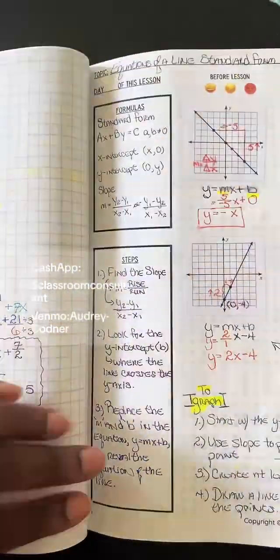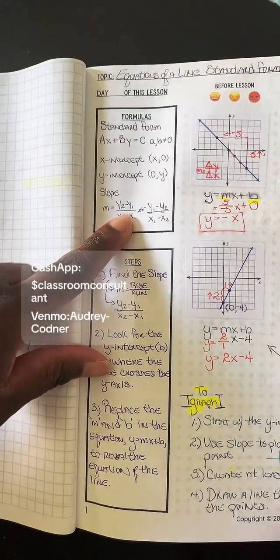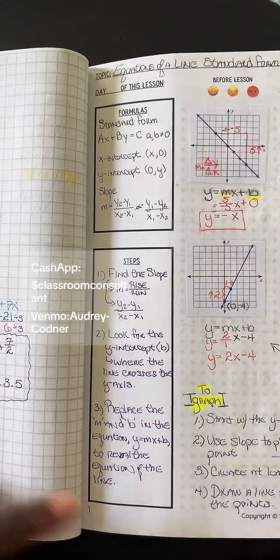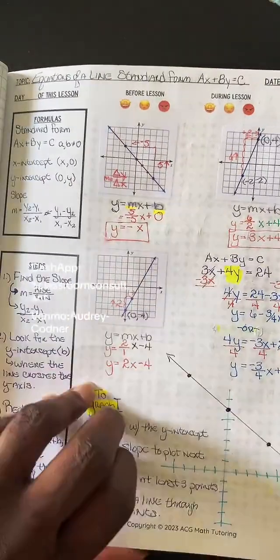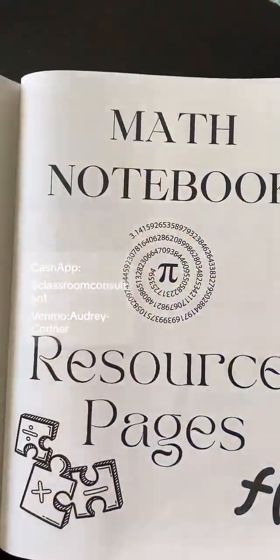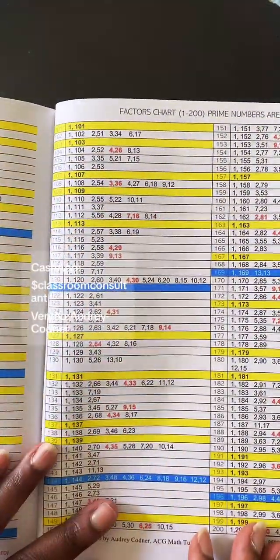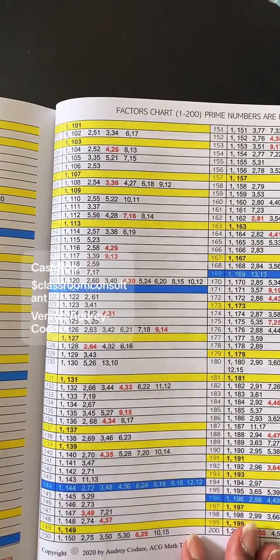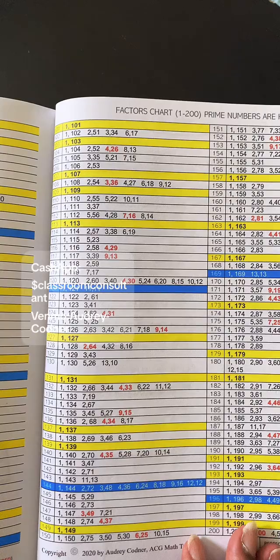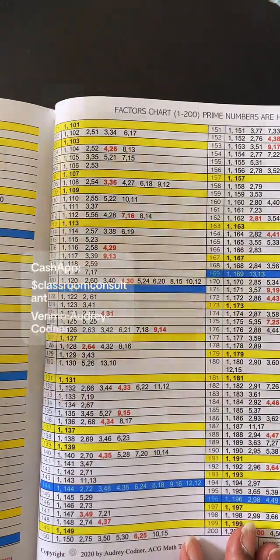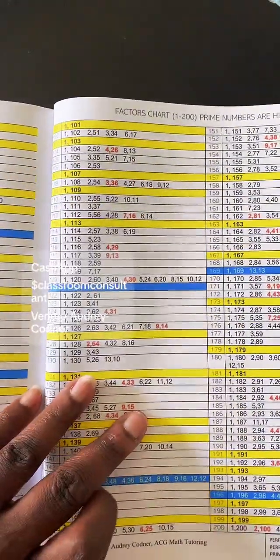Say for instance, slope. You can have your formula for slope on the top, and then you can write down the steps that you're going to need right below. So in addition to the note-taking section, there are also reference pages in the back. So if you struggle with your factoring, or breaking down radicals, or trying to figure out your LCD like we just did, or your GCFs and all that, I have a factor sheet in the back.